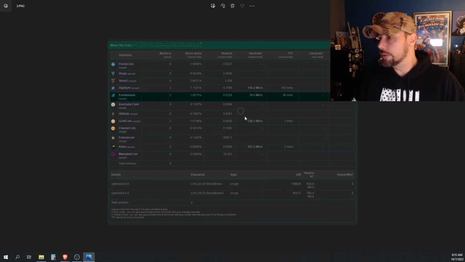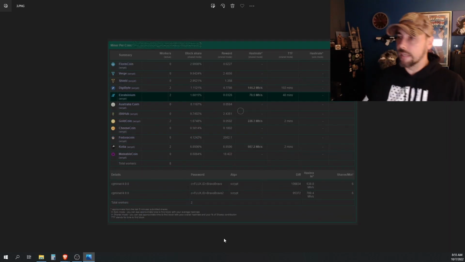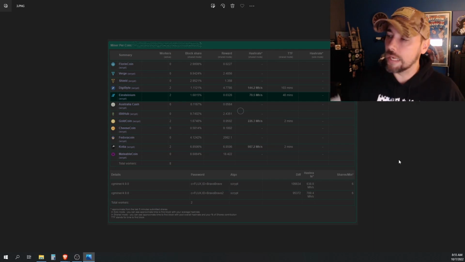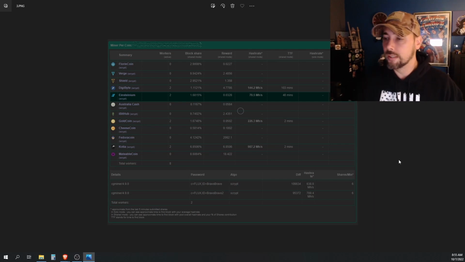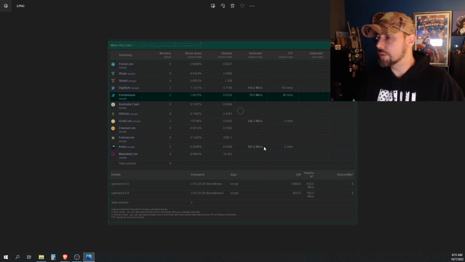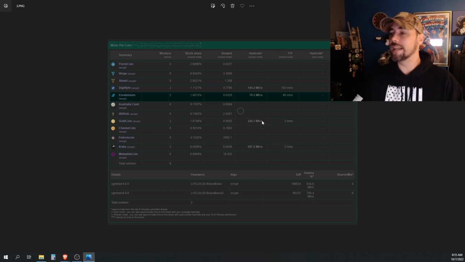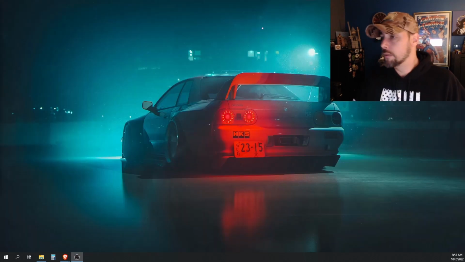The different algorithms again that kind of show how much hash rate is put to each coin. Looks like on this day, Kotia, K-O-T-I-A, takes up a lot of that hash rate, a whole lot. Gold coin takes up a big chunk. Digibyte, of course, and Einsteinium. So that's day two.